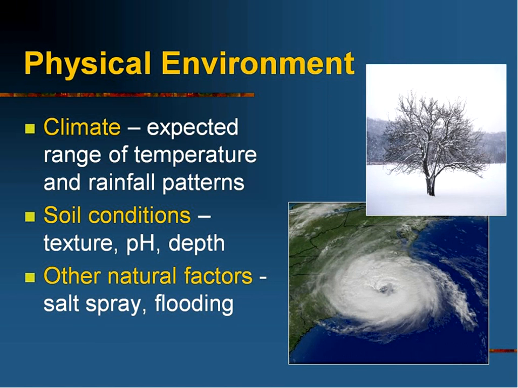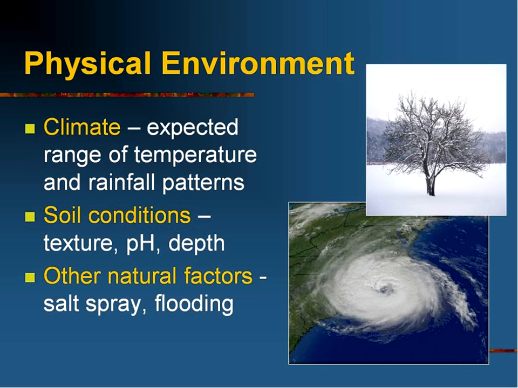The definition also refers to the physical environment. So that means the climate that we have in our area. That means the expected range of temperatures and rainfall patterns, the storms we get. These are plants that have developed here over these thousands of years to withstand these types of conditions. The soil conditions, which includes texture, whether it's sandy, whether it's clay, the pH levels, the soil depth, because that's something we often don't think about enough.